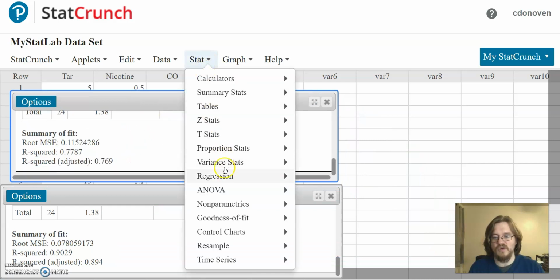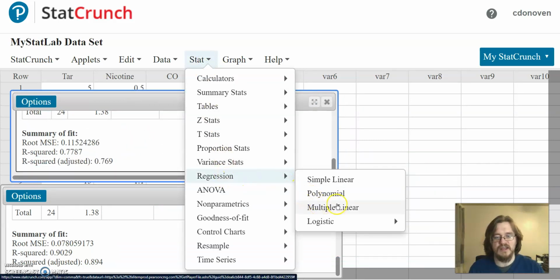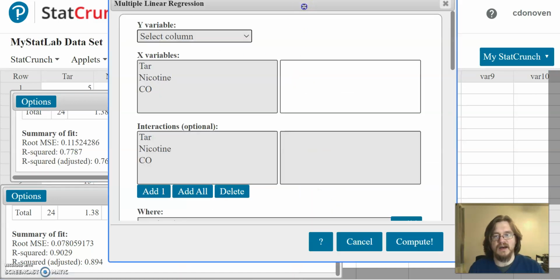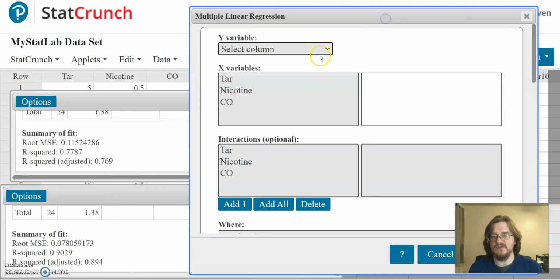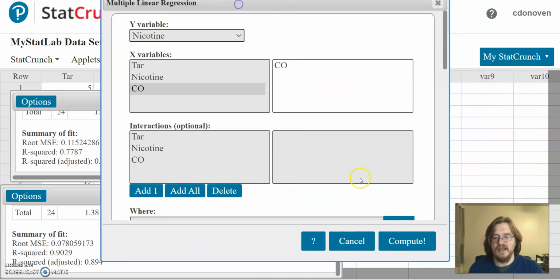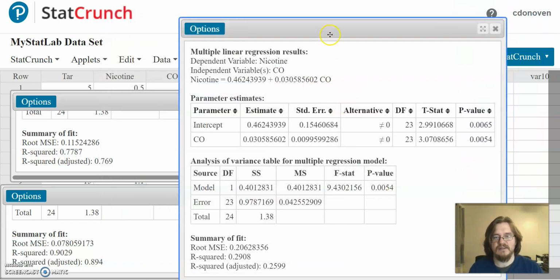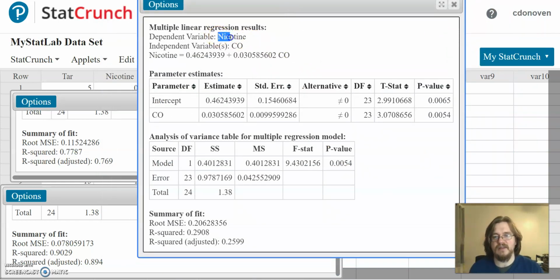And let's do one more regression. Again, multiple linear regression. And this time, I'm going to try to predict nicotine using only the predictor carbon monoxide. And let's see how this does. Again, the dependent variable is nicotine, so this is what depends on the carbon monoxide. It gives us our equation.